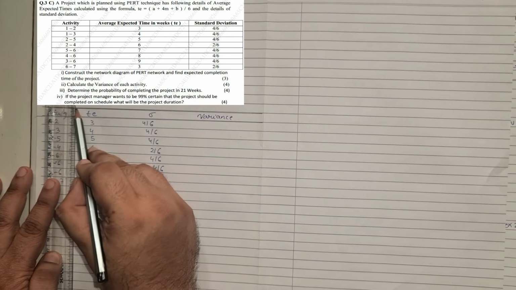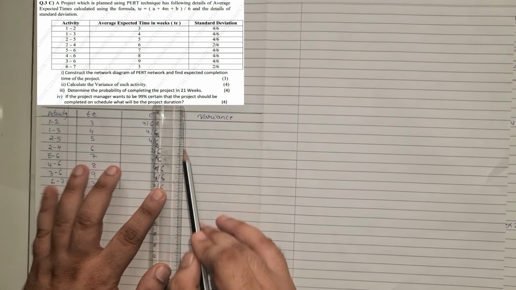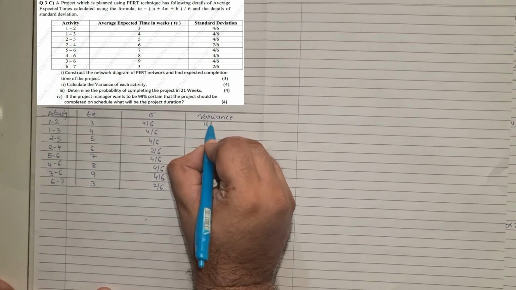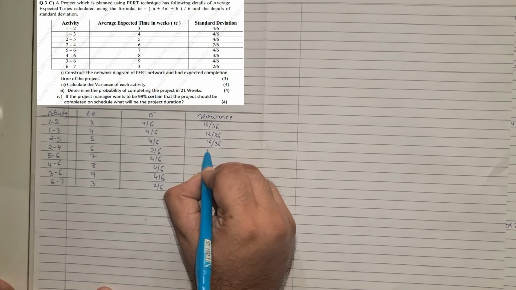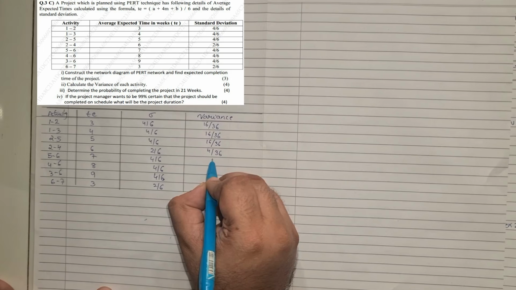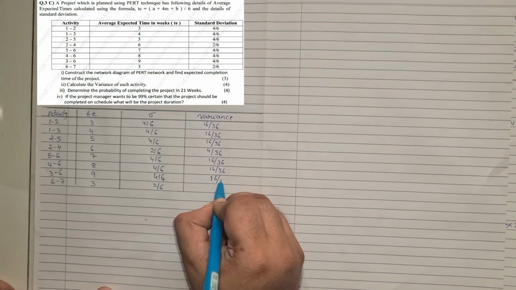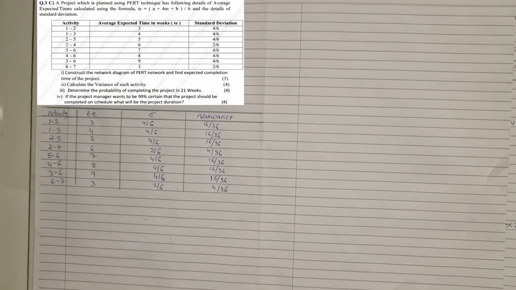Now, the square root of variance is the standard deviation, so variance is the square of the standard deviation. So 4 by 6 squared is 16 upon 36, 16 upon 36, 16 upon 36, and 2 by 6 squared is 4 upon 36. That is the first thing required, the variance. So we completed the second part, where they told you to calculate the variance.